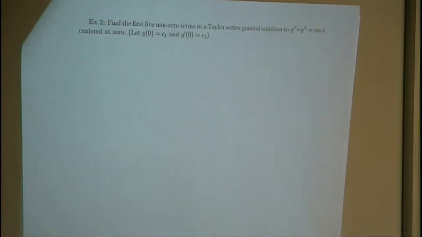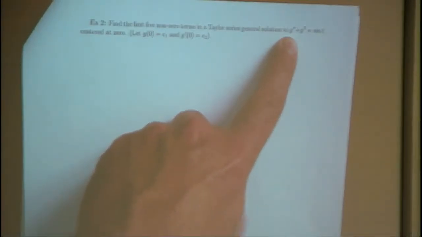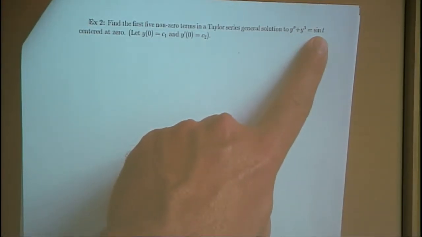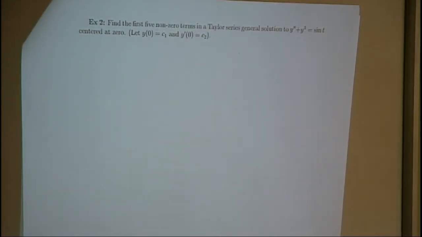Next example is as follows. We can also use this to find general solutions, okay, for a differential equation. Find the first 5 non-zero terms in a Taylor series general solution to y double prime plus y cubed equals sine t, centered at 0. And there's a hint here, let y of 0 equal c1, and y prime of 0 equals c2. So those are sort of your initial conditions.